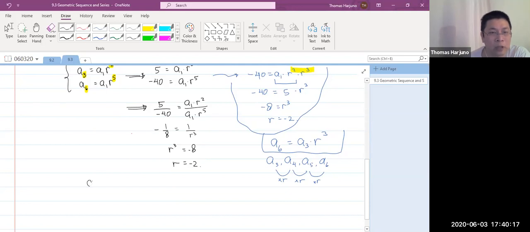Now, once I get the r, which is negative 2, I can proceed to find the first term. Let me use the third term equals the first term times r squared. The third term is 5. The first term is unknown. The r is negative 2 being squared. So the first term will be 5 over 4.